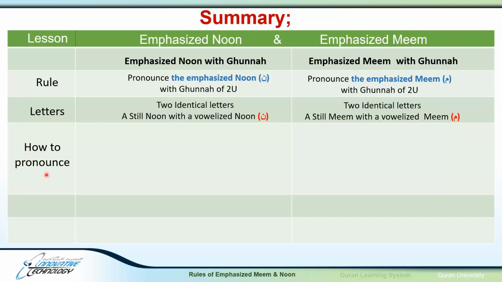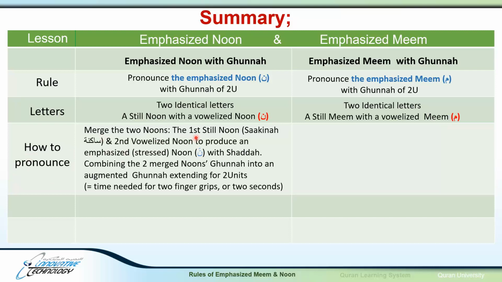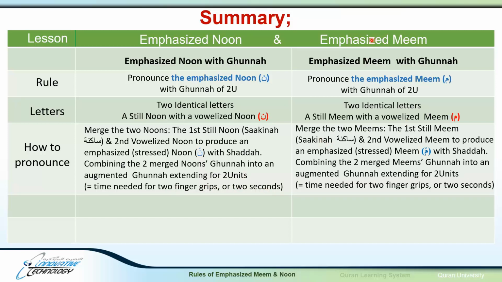Now, how to pronounce? Merge the 2 Noons, the first still Sakin and the second vowelized, to produce an emphasized stressed Noon with Shaddah. Combining these 2 Noons produces an augmented Ghunnah extending for 2 units, which means the time needed for 2 fingers to be gripped or 2 seconds. Now the same thing applies to the Meem, where we merge the first still Meem with the vowelized second Meem to produce a stressed Meem, which is given Ghunnah for 2 units, 2 finger grips or 2 seconds.